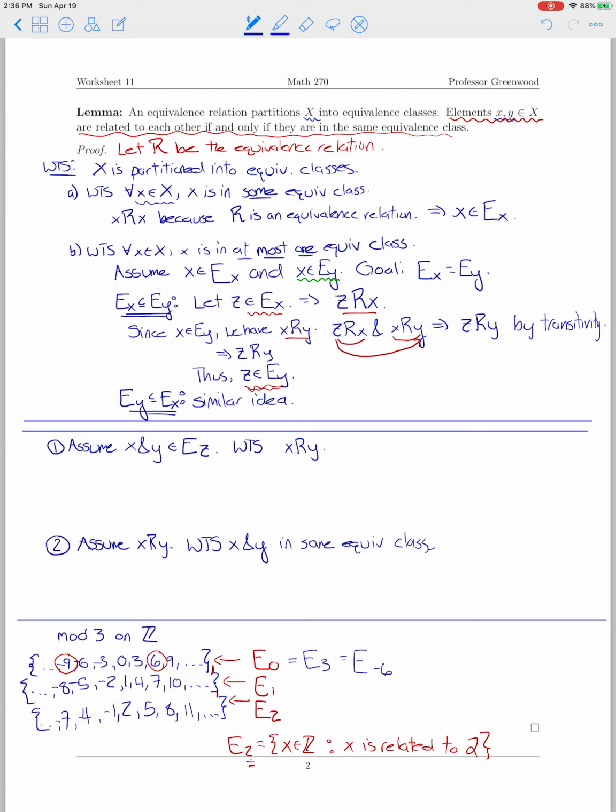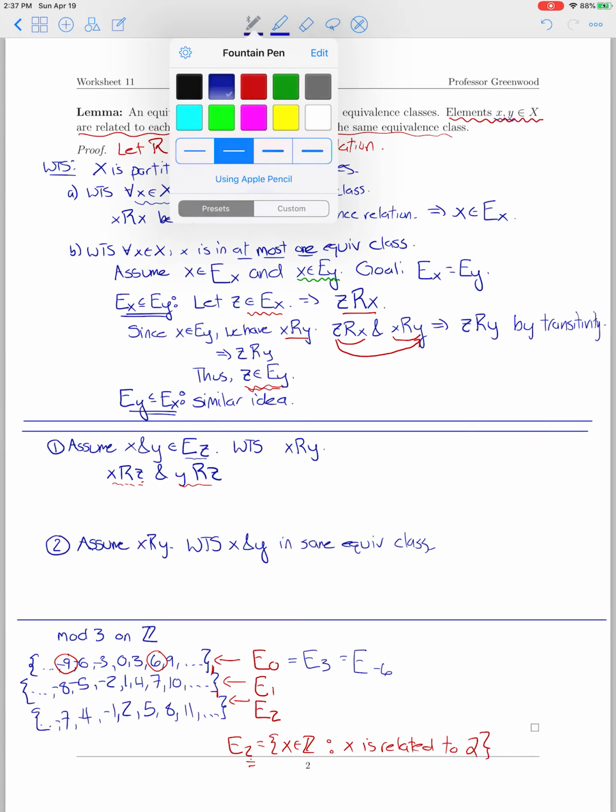Okay, so it turns out that both of these parts aren't going to be too difficult. So let's look at the first one, where I'm assuming that x and y are both in the same equivalence class, and then I want to show that x is related to y. And so if x and y are both in E sub z, then I know that x is related to z and y is related to z. And so that's just by the definition of being in that equivalence class. And so now I need to show that x is related to y. And you could see that this almost looks like transitivity, but it's not quite right because I would need it to be x related to z and z related to y in order to use transitivity.